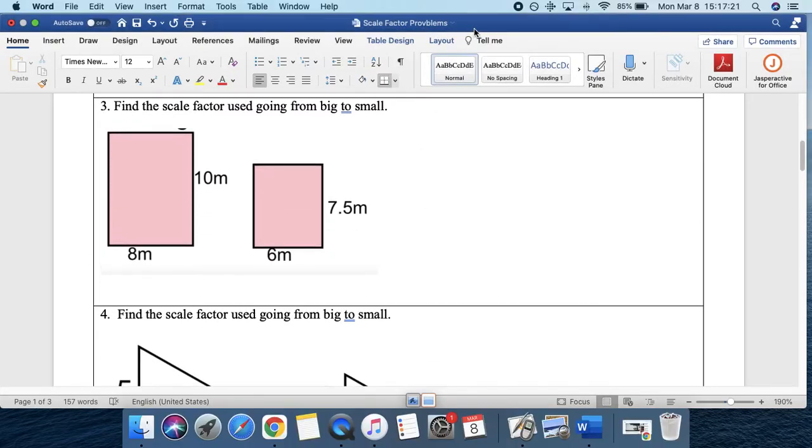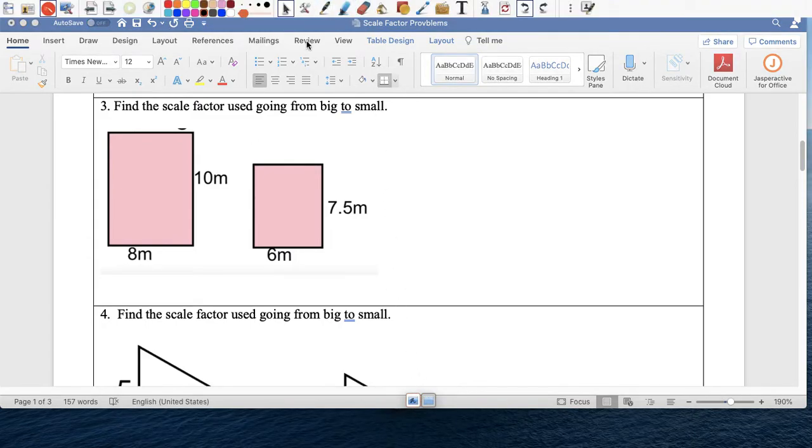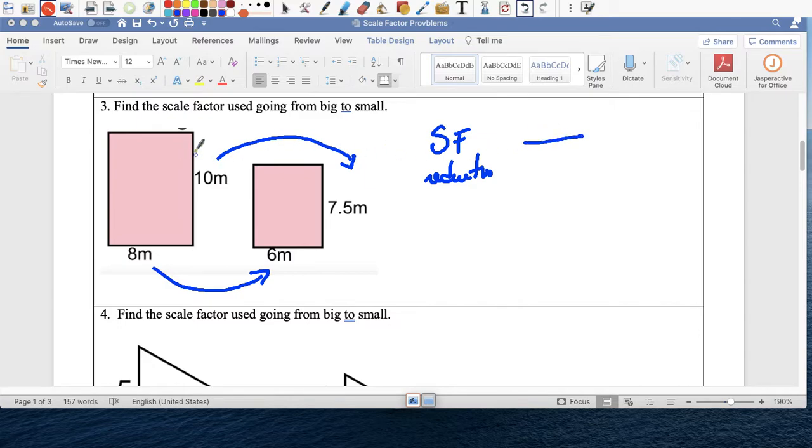Number 3, find a scale factor going from big to small. So here it's a reduction, right? How did that become that, and what was the scale factor used for that reduction? So for the scale factor on a reduction, let's pick this corresponding side, by the way, and we're going to divide the smaller by the larger.